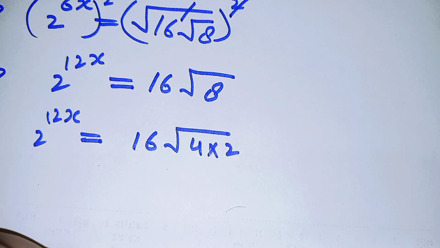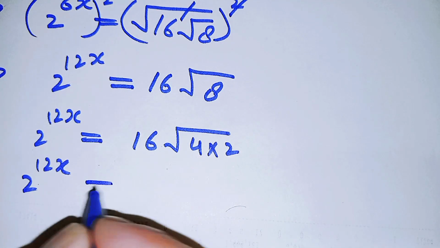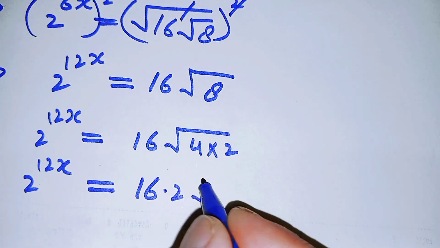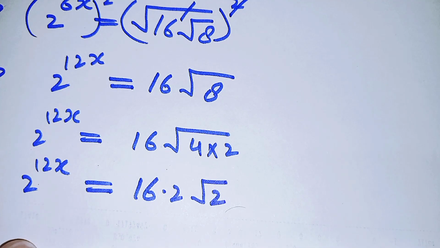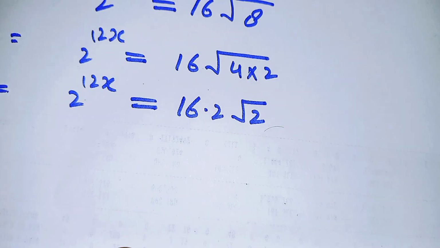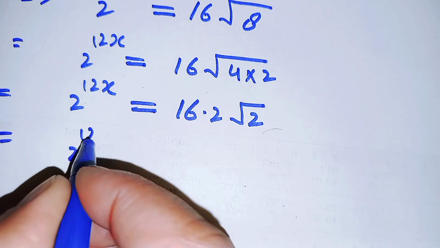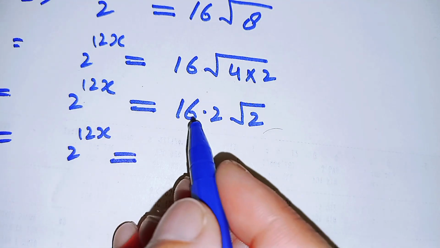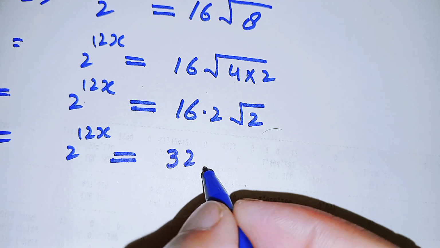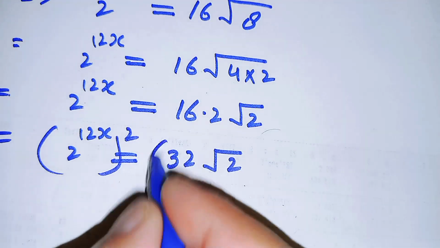So 2^(12x) = 16 · 2 · √2, since the square root of 4 is 2. Now 16 times 2 is 32, so 2^(12x) = 32√2. Now we take the square of both sides.